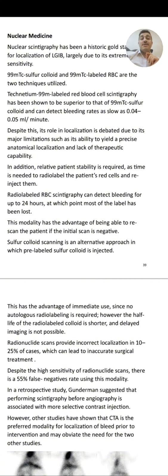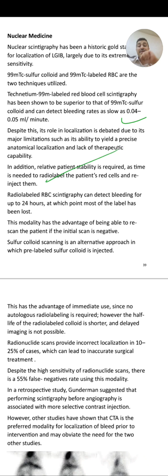In contrast, the sulfur colloid is an external material that we inject in the body, so it doesn't need preparation, but it takes less time to be excreted. It takes, I think, less than 3 or 4 hours to be excreted. So we have less period in the scanning. As you see, it can detect bleeding up to 0.04 milliliter per minute. It can detect it, but it cannot localize it well. Of course, it lacks the therapeutic capability.